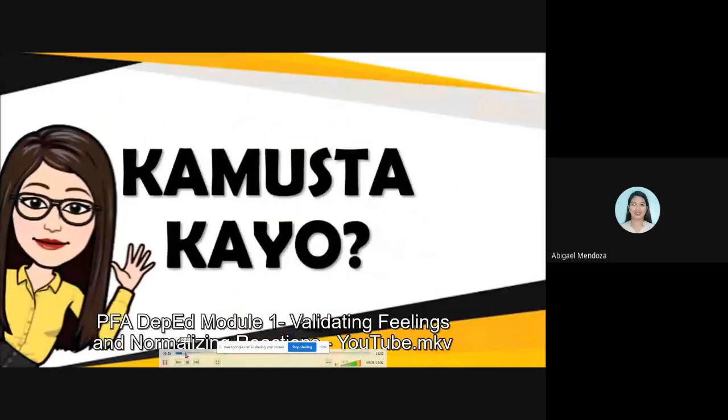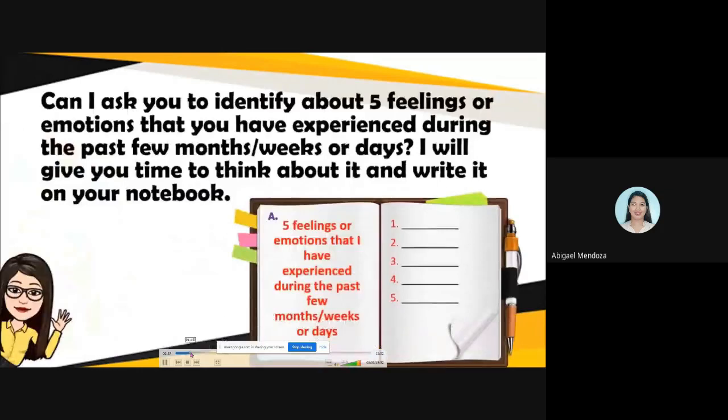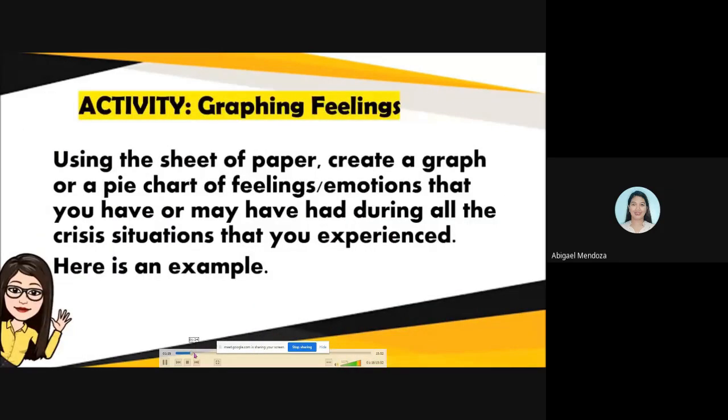Normalize and agree that feelings are emotional feelings. Okay, so the first activity that you need to pass is, on the sheet of paper, you're going to create a graph or pie chart of your feelings. So the example is this one.